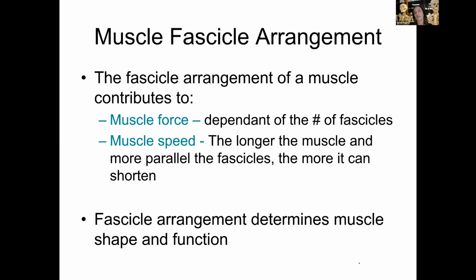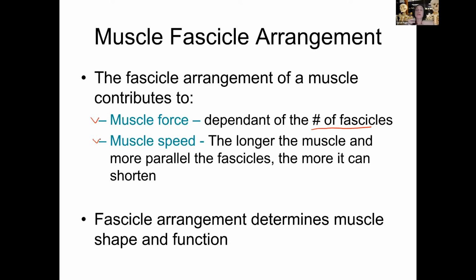This is obviously going to be dependent on the number of fascicles. Because the more fascicles you have, remember these are bundles of cells, the more cells you have. So the stronger and the more force you can get out of that muscle. That should make sense. And then also fascicle arrangement will determine muscle speed. The longer the muscle is, the more parallel those fascicles are with each other, the more it can shorten up.